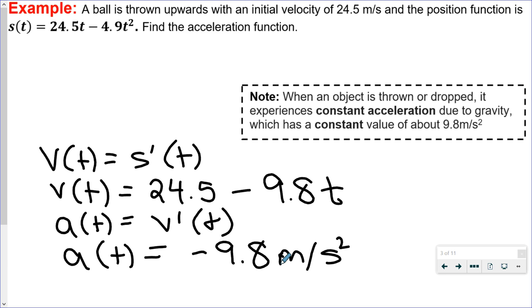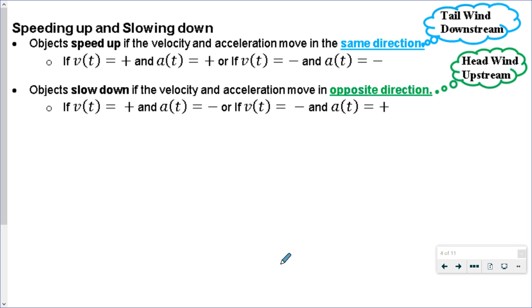So now that we've seen how to calculate acceleration by taking the second derivative of the position function or the first derivative of velocity, let's talk about how I know if something is speeding up or slowing down. Objects are speeding up if the velocity and the acceleration move in the same direction. Think of, for example, a tailwind or going down the stream in the river.